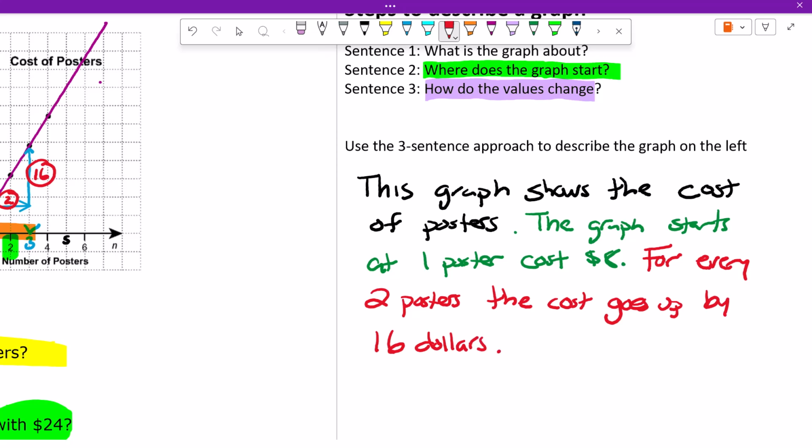And that's it, right? So you described what the graph is talking about, cost of posters. You said where it starts and how the values are changing. So those are 3 things you need to be able to do. The last one's the trickiest one, but you just have to draw a little triangle. And we'll do more practice of that next day. So we'll stop right there.